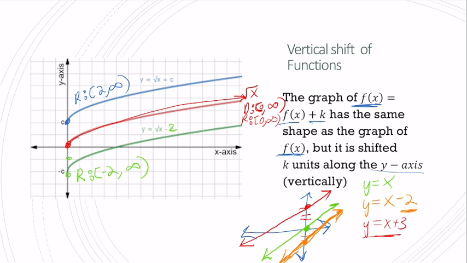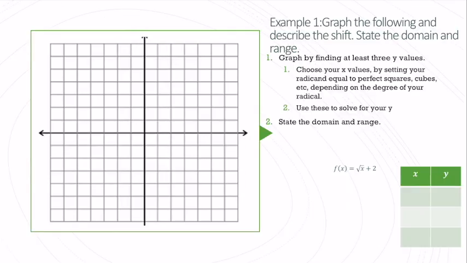So let's practice graphing a few of these radical functions. For our first example, we're going to graph this radical equation, describe the shift, and state the domain and range. The first thing we need to do for every problem is choose x values. We want to do that by setting our radicand, that's what's under the radical, equal to some perfect squares or cubes, depending upon what degree radical we're taking.